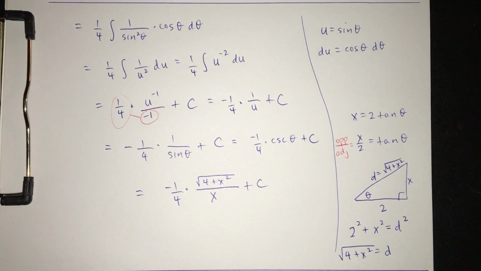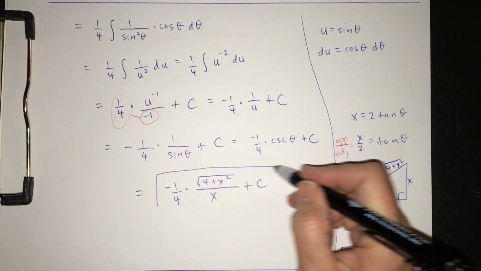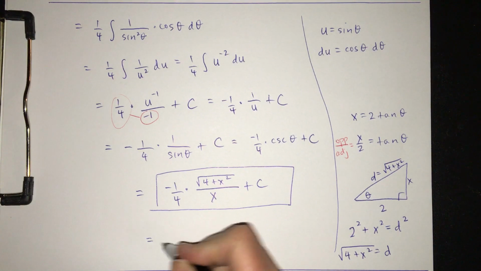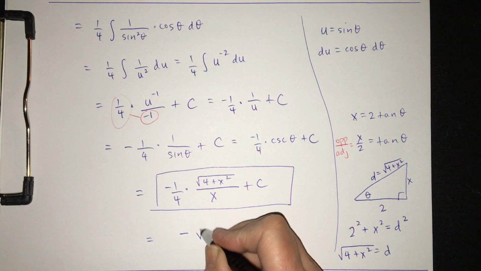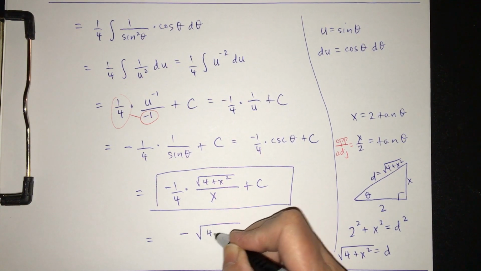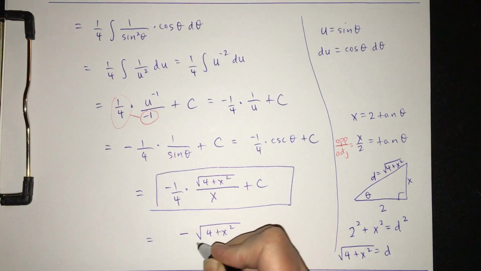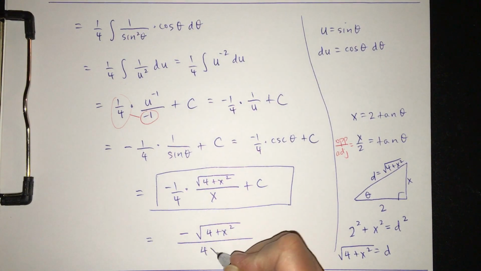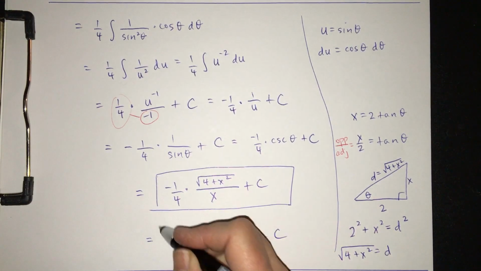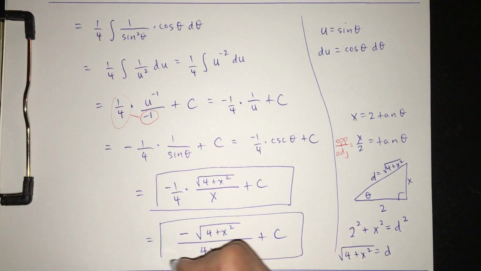And there's my final answer. If you like, you could clean it up a little bit: negative square root of 4 plus x squared over 4x, plus c. Either of those is fine.